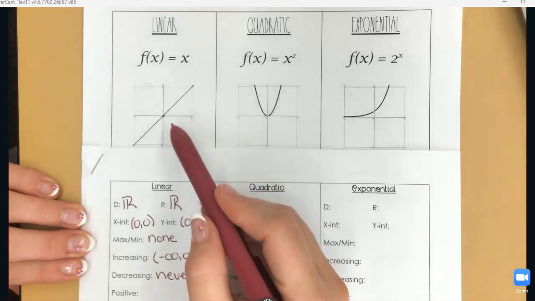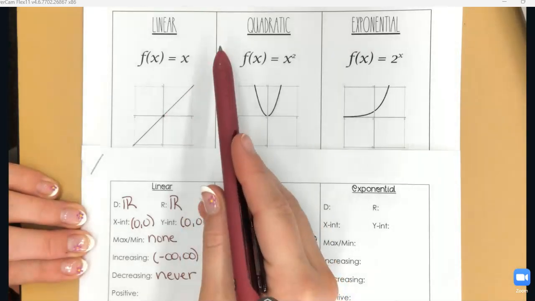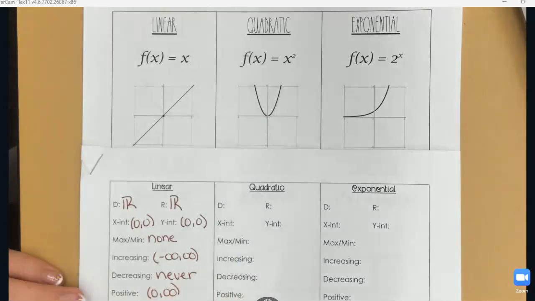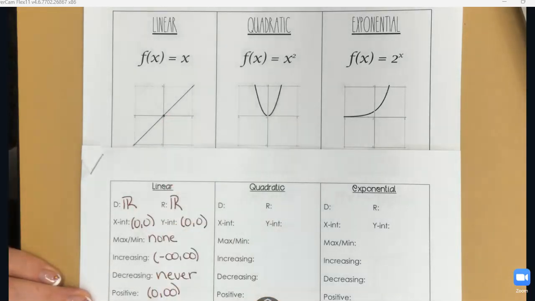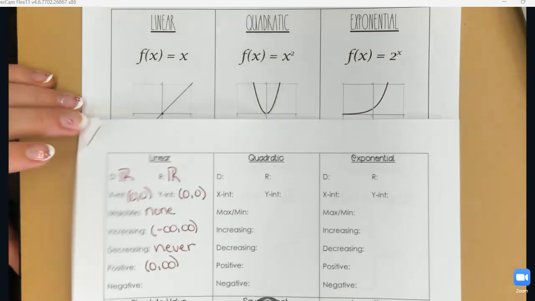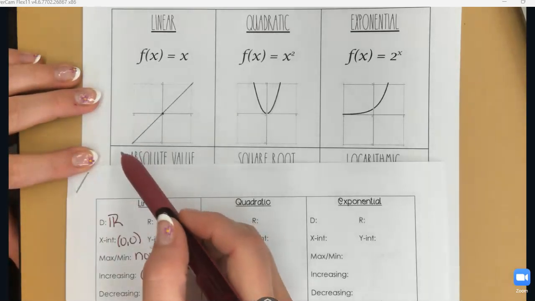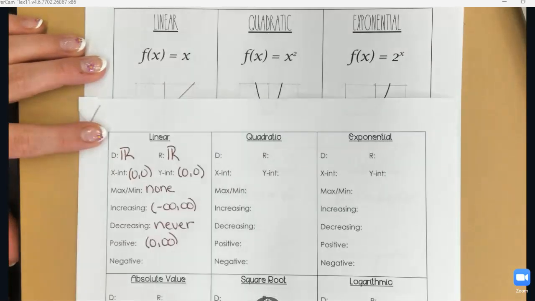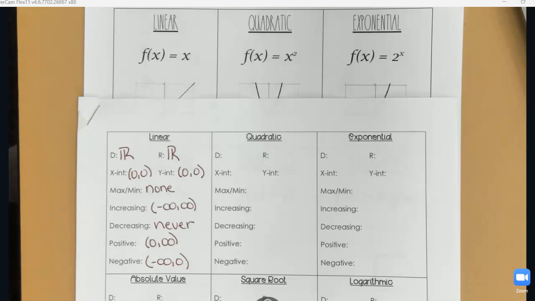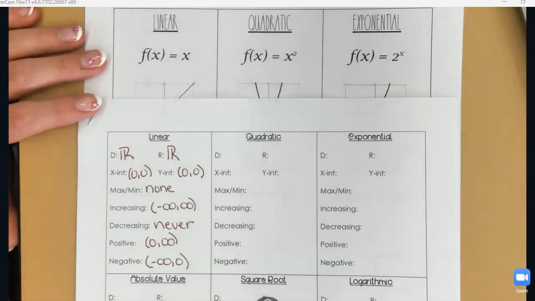It's positive starting at 0 and off to positive infinity. And I do not include the 0 because when x is 0, my y value is 0, and the number 0 is neither positive or negative. So we don't include the 0. Similar, so negative, that is from negative infinity to 0. Again, I'm not going to include the 0 because 0 is neither positive or negative.